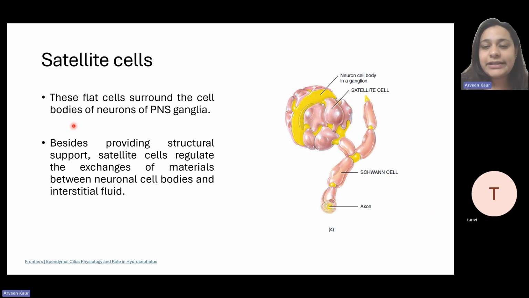Then we come to the final one of the glial cells, which is the satellite cells. These satellite cells, which you can see over here, are flat cells which surround the cell bodies of the neurons of the peripheral nervous system ganglia, right? So, there are collections of cell bodies or nuclei that are present.